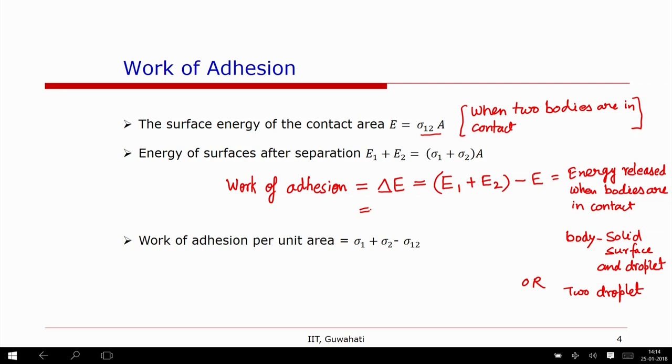So this is equal to sigma 1 plus sigma 2 into A, where A is the contact area, minus sigma 12 into A. Remember that the energy for the other surface is going to be the same. So when we get this energy per unit area, or work of adhesion per unit area, what we get is sigma 1 plus sigma 2 minus sigma 12. So that is what we have as work of adhesion.